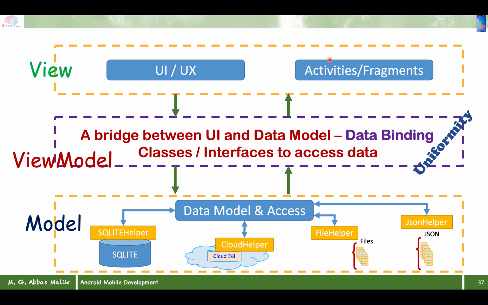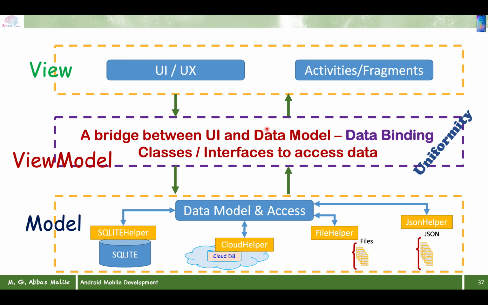That will provide us uniform access, and it also separates the concerns. All the UI components, user interfaces, or user experiences are implemented at the view level. They don't need to worry about how the data is accessed. Data can come from the Room database or SQLite, from the cloud, from a file, or from JSON. At this level they don't need to worry about it. And at this level it will again be a bridge between the user interface and the data itself.